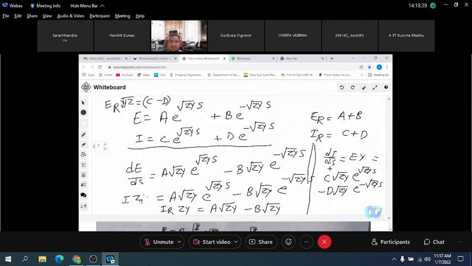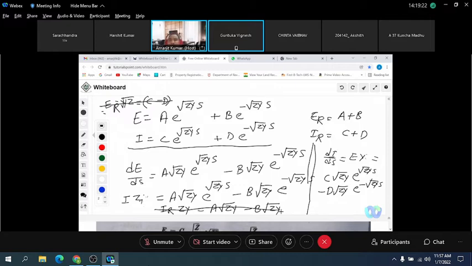So now you have to change these two. So the point is good: dE by dS is equal to IZ, dI by dS is equal to EY. So now, sir, the ER equation also will change? Yes, it will be modified definitely. This equation you have to modify, and also this one. The down one is correct only. Okay, this is correct. We have written Y here; you have to remove it, then it will be correct.